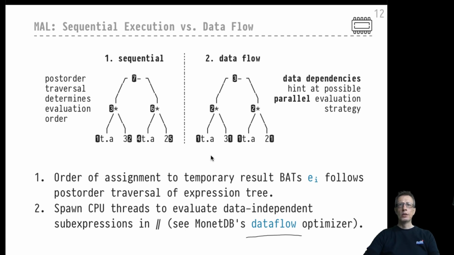We haven't seen that on the slide, but this is one option. I just want to mention that the strict post-order sequential execution of MAL operations is not really a given. Dataflow parallelism is something that could be exploited here, and is exploited if we enable the particular MonetDB internal optimizations.